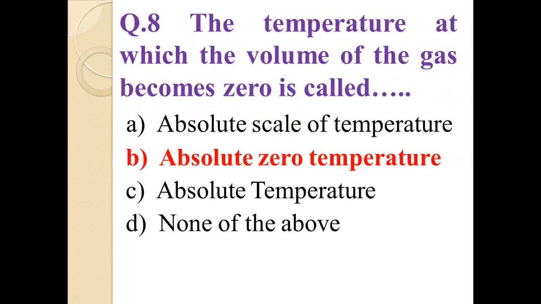Now, what about question number 8? The temperature at which the volume of the gas becomes zero is called, friend, absolute zero temperature. There are four options given here. First is absolute scale temperature. This is not the correct answer. The absolute temperature is not the correct answer. None of them. Absolute zero temperature is the correct answer, because the volume of the gas becomes zero. The correct answer is B.